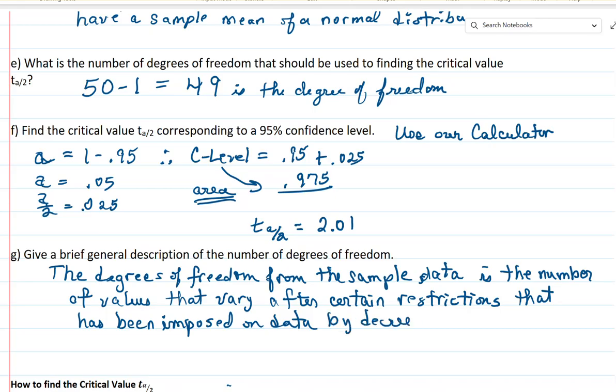By decree. Well, this one example gives us all the lesson. I'm going to stop right here and we'll start up with example 2 on the next video.